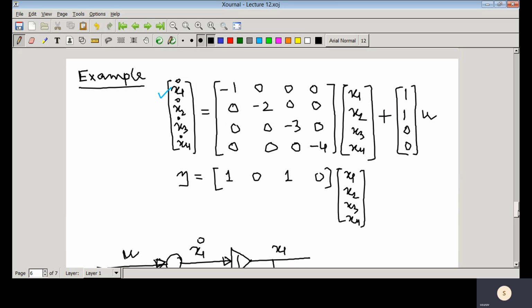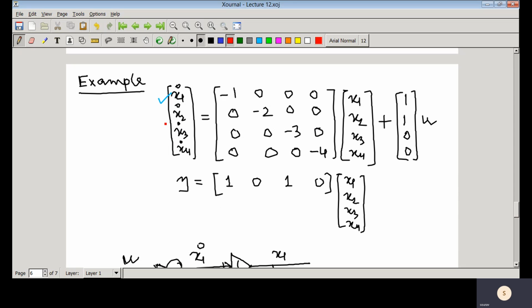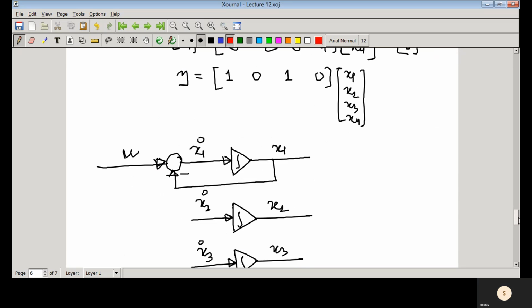Now if you look at the second state equation, x2 dot equal to minus 2x2 plus u. So here 2 is there and this is minus 2x2 plus u. That means u is also connected here.